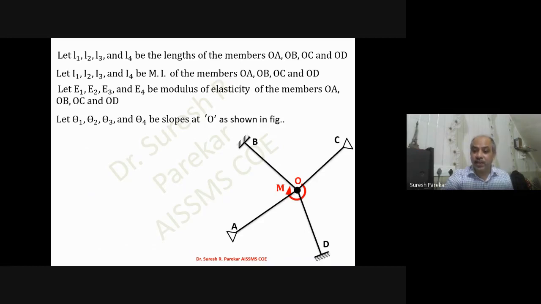Why should this be equal? Because in a rigid joint, the angle between the members remains the same. And if the angles remain the same, then all values of theta should be the same. Then only does the angle between the members remain the same. So at joint O, which is a rigid joint, the slope of all members should be the same.